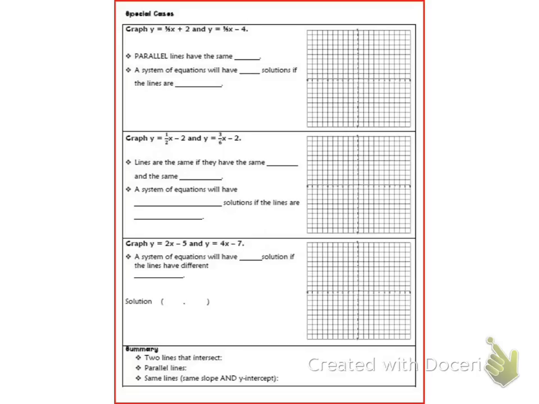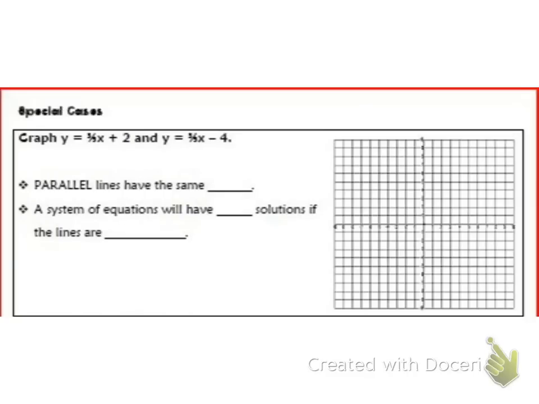Okay. Your second page of notes should say special cases at the top. So we're going to go ahead and examine those first. It lets us know easily how many solutions our system is going to have. Okay, so our first special case has us graphing y equals 3/5 x plus 2 and y equals 3/5 x minus 4. So I'm going to ask you guys to go ahead and do that while I do it.